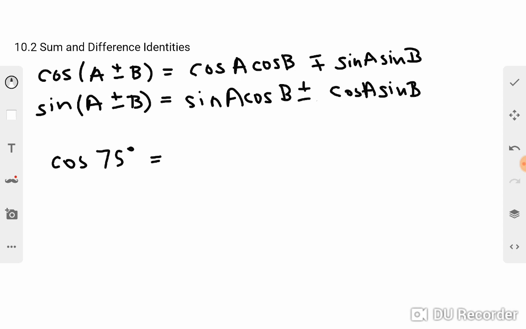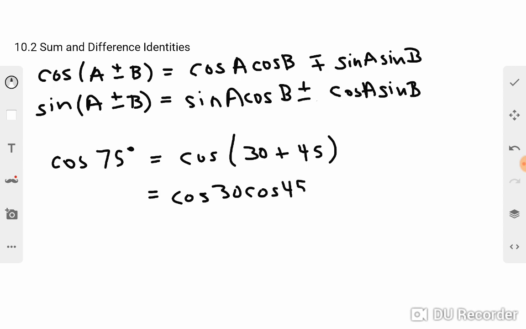So we could write cosine 75 as cosine of 30 plus 45. Okay, 30 plus 45 is 75, and we know the values for 30 and 45. So we're using our cosine addition identity, which is the first one. So that's going to be the same as cosine 30, cosine 45. The sign reverses, and then we've got sine 30, sine 45.